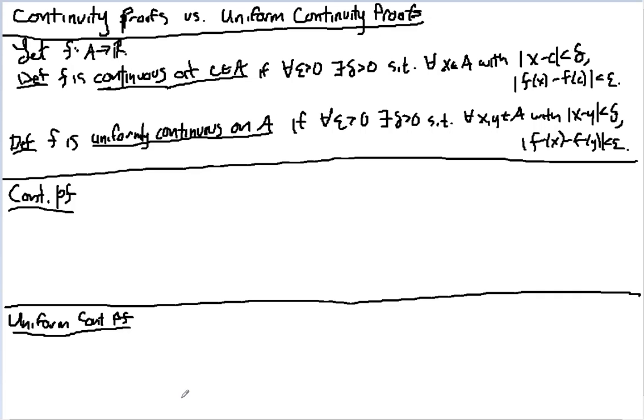This is a screencast on the difference between continuity proofs and uniform continuity proofs. So first, a brief reminder of the definition of continuity. F is continuous at a point c in A. And I want to point out that the key thing is it's continuous at c.